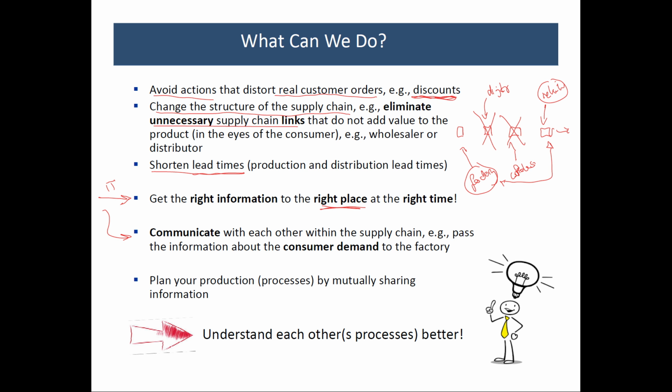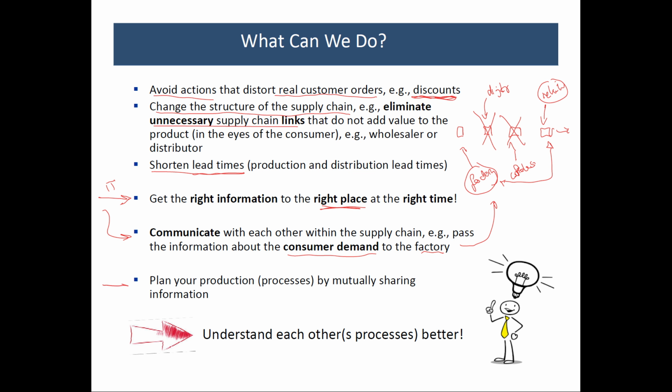They would pass the information of the customer demand, for instance, directly to the factory, as we have seen, if we eliminate the unnecessary links in a supply chain, so that those players can talk directly to each other and know the real demand of the end customer.